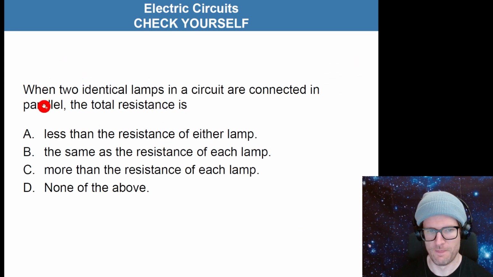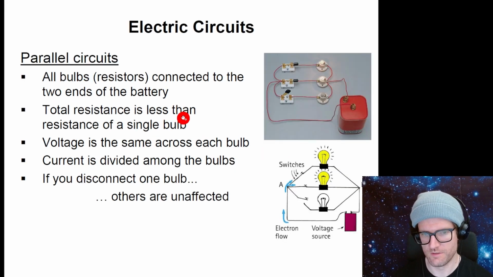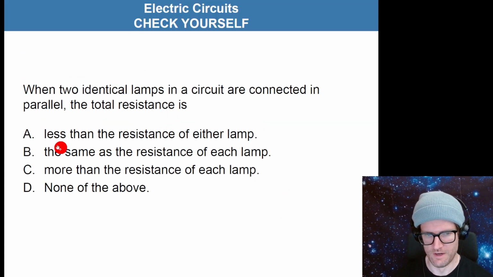Okay. When 2 identical lamps in a circuit are connected in parallel, the total resistance is... so they're connected in parallel, total resistance is less than the resistance of either lamp, so it's A.